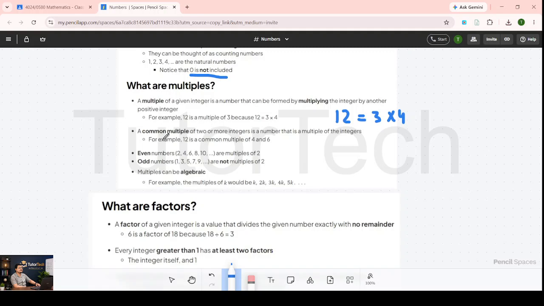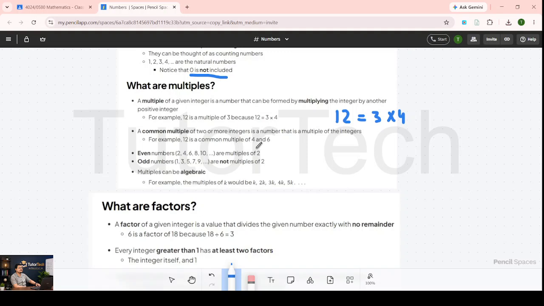And after that, we have a common multiple. A common multiple of two or more integers is a number that is a multiple of each of the integers. For example, we can say that 12 is a common multiple of 4 and 6. How is 12 a common multiple of 4 and 6? Because 3 times 4 is 12, and also 2 times 6 is 12. So 12 is a common multiple of 4 and 6.